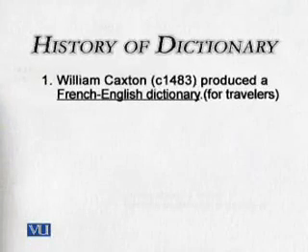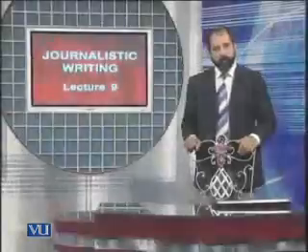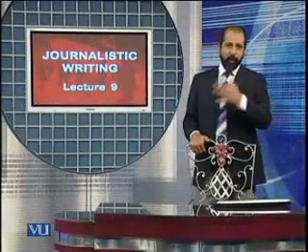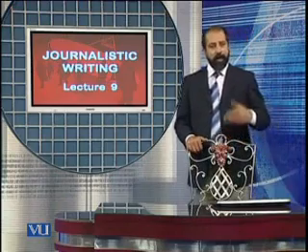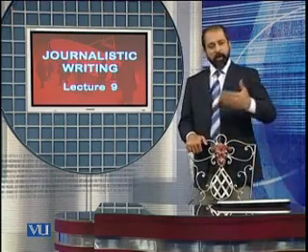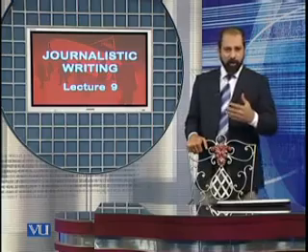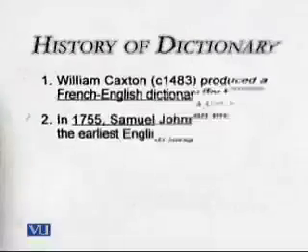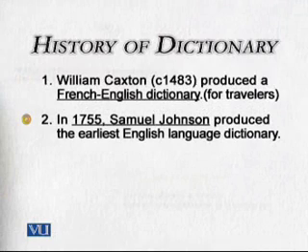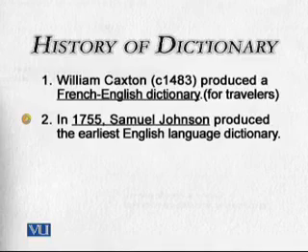William Caxton in 1483 produced a French-English dictionary for travelers, for conquerors, for those people who would trot from one place to another. So it was a sort of bilingual dictionary, French into English. Then Samuel Johnson in 1755 produced the earliest English dictionary available to us.